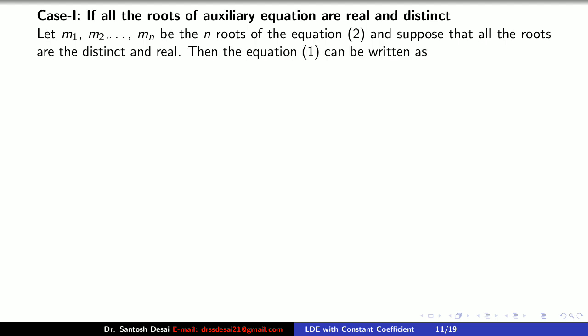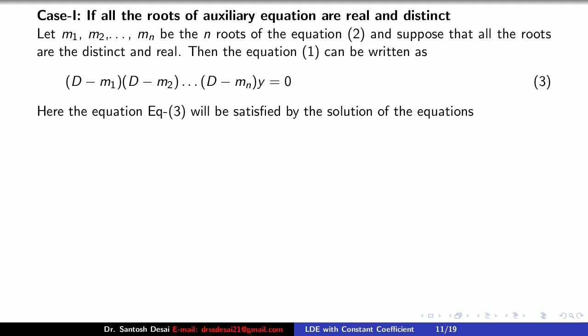Now we know that any equation can be expressed as a product of its factors. So therefore, the given equation 1 can be rewritten as (D minus m1)(D minus m2) and so on (D minus mn) y is equal to 0. Here equation 3 will be satisfied by the solutions of the equations (D minus m1) y equal to 0, (D minus m2) y equal to 0 and so on (D minus mn) y is equal to 0. So the solution of equation 3 is nothing but the solutions of all these equations.